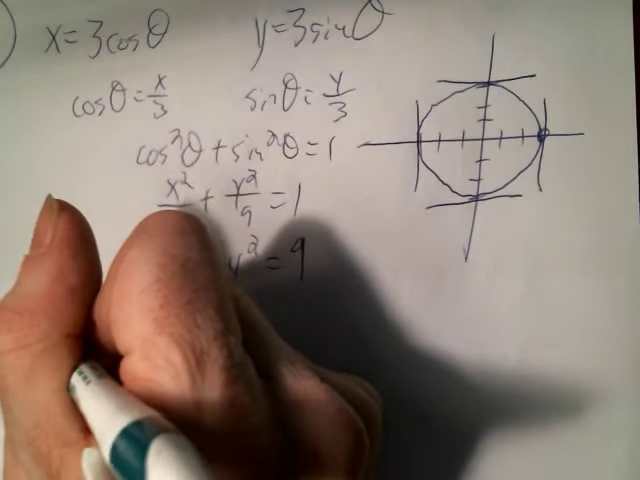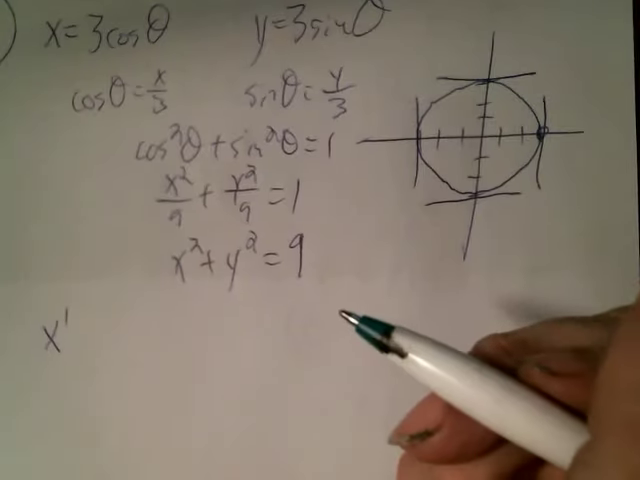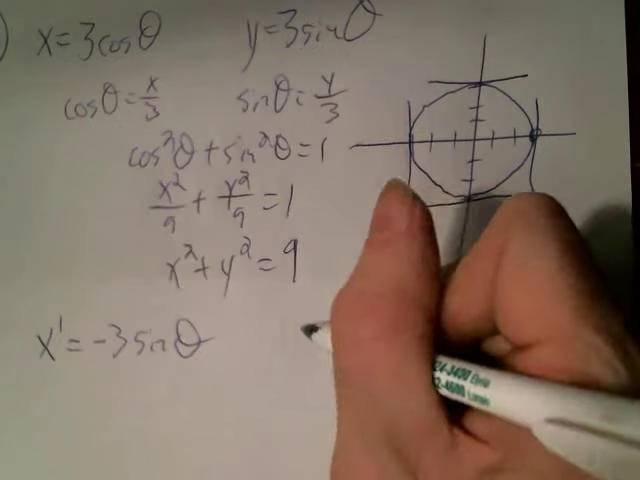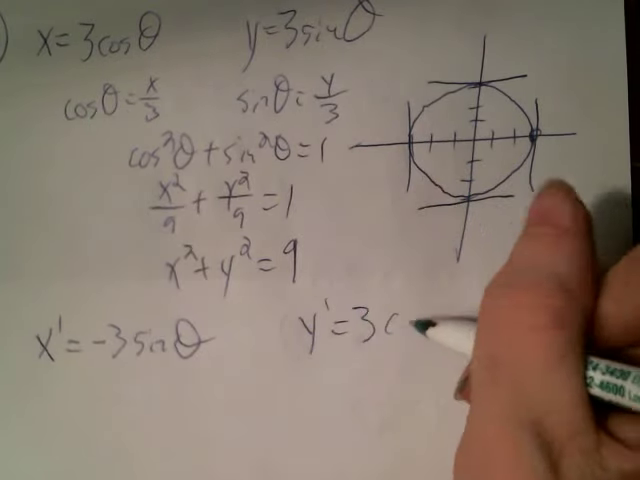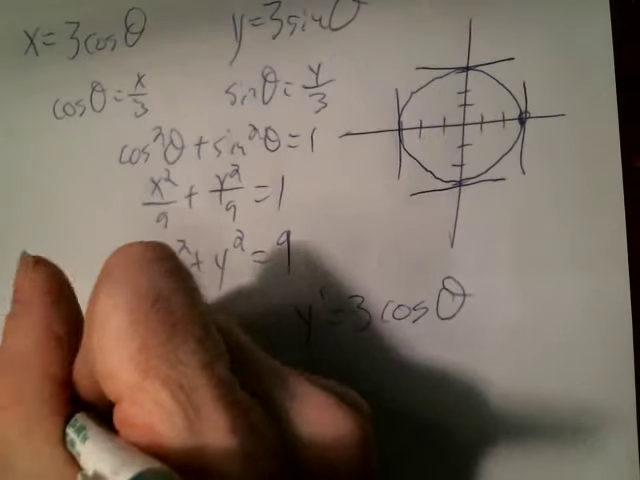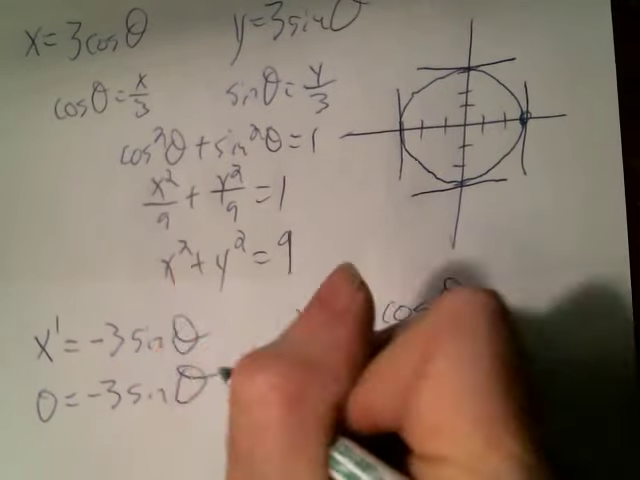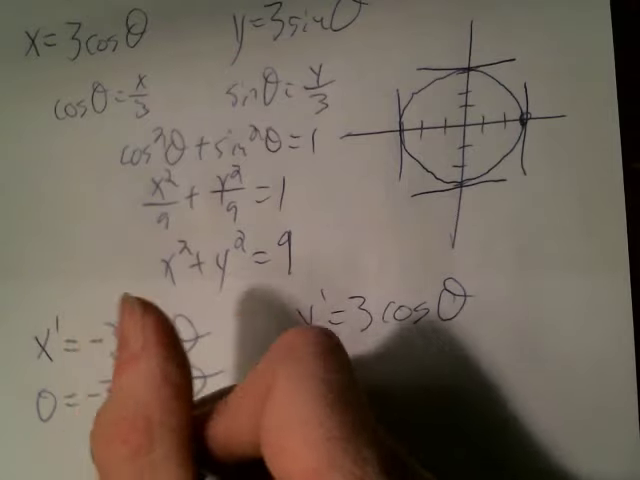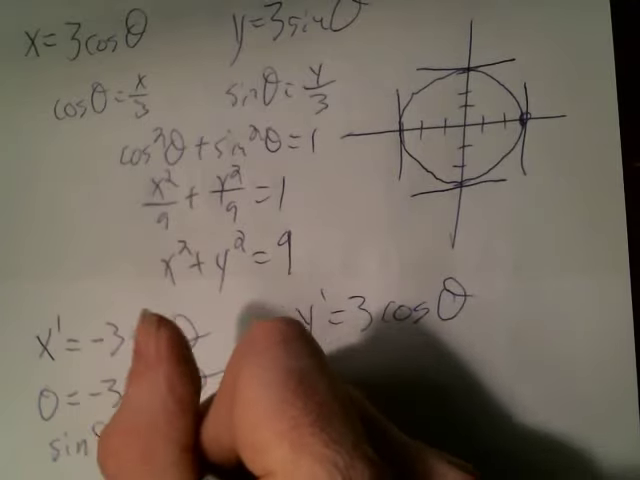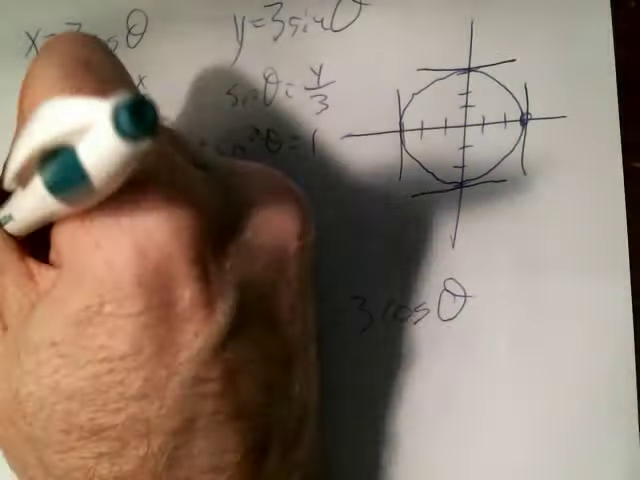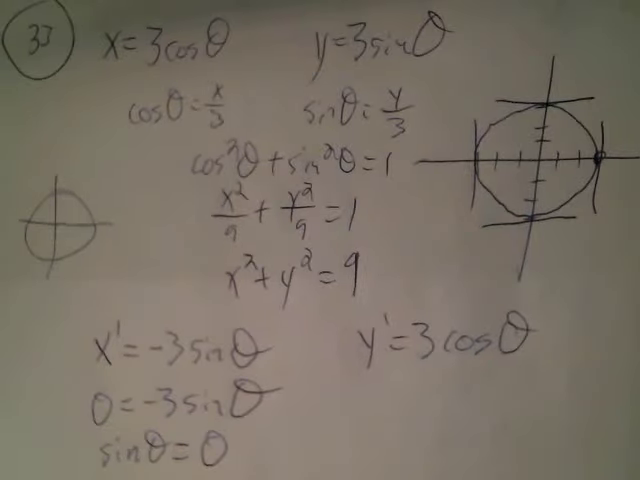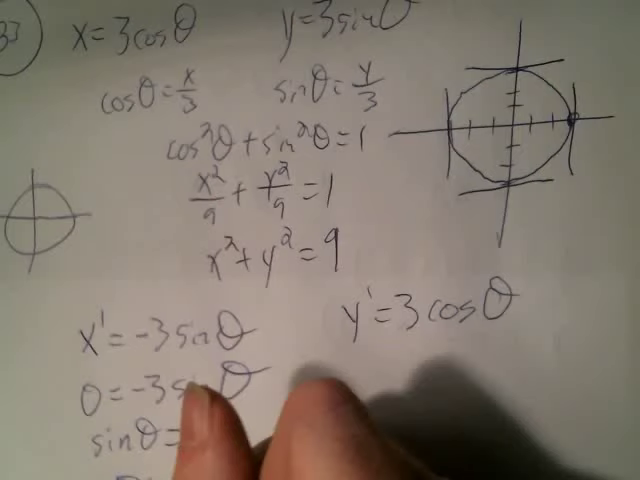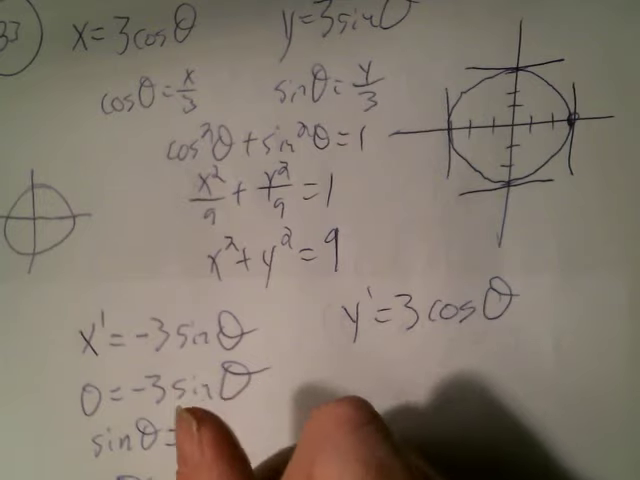I'm going to take the derivative of the x function, so I get negative 3 sine theta, and then take the derivative of the y function, so I get 3 cosine theta, and then we're setting these equal to 0. I need to find the theta values such that sine of theta is equal to 0. You may want to think about your unit circle, right? So sine of theta is equal to 0 when theta is 0, pi, 2 pi, 3 pi, 4 pi. So it's at multiples of pi. So you could say n pi.